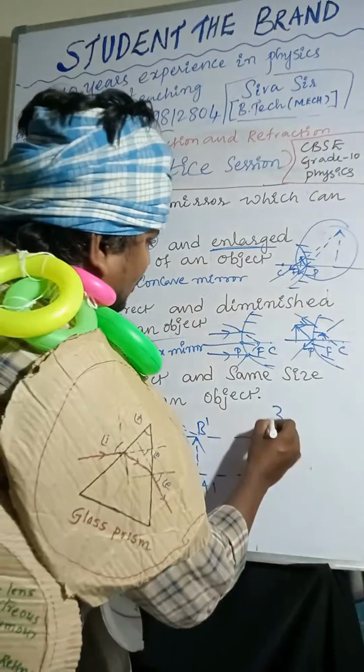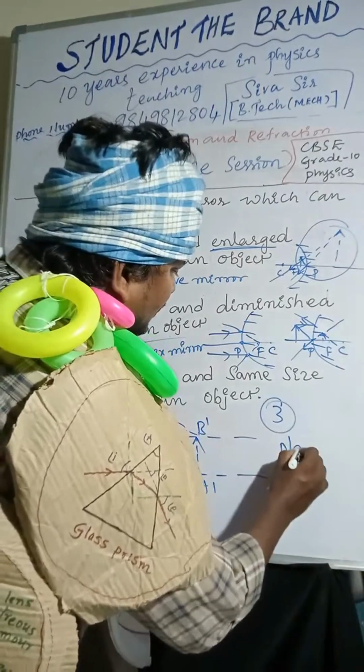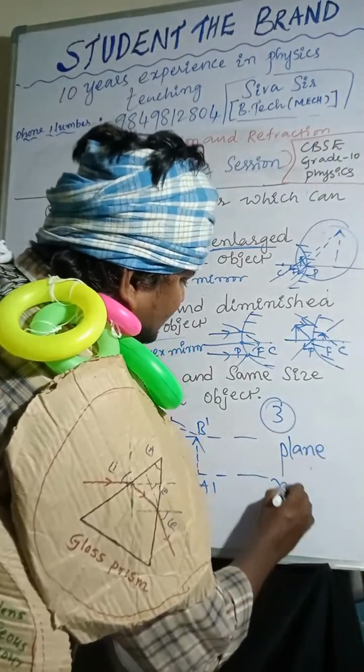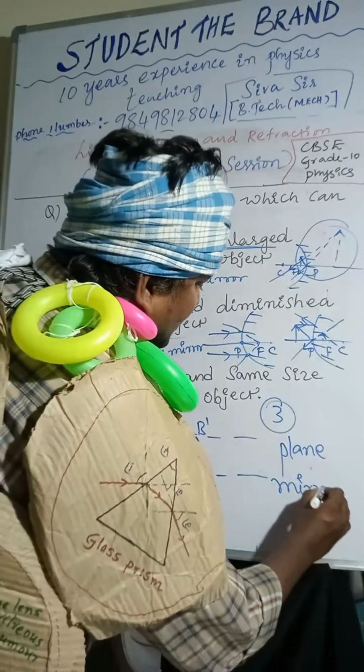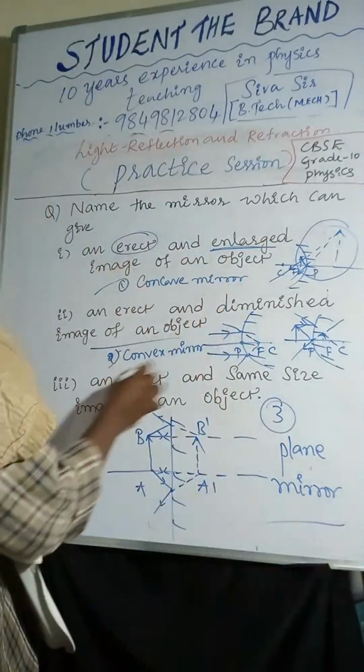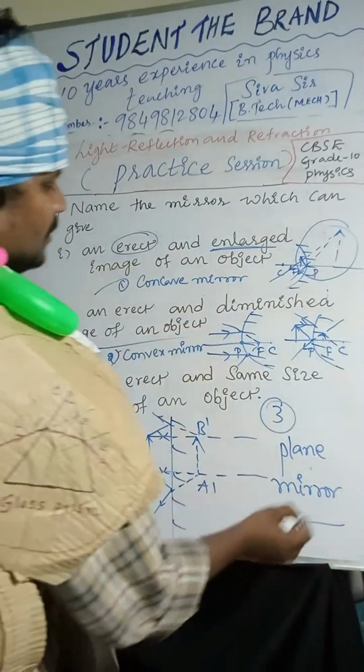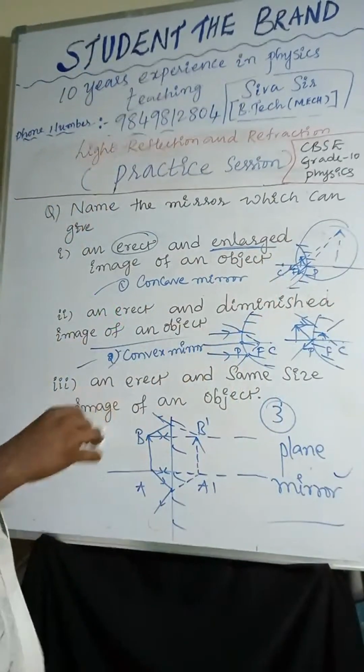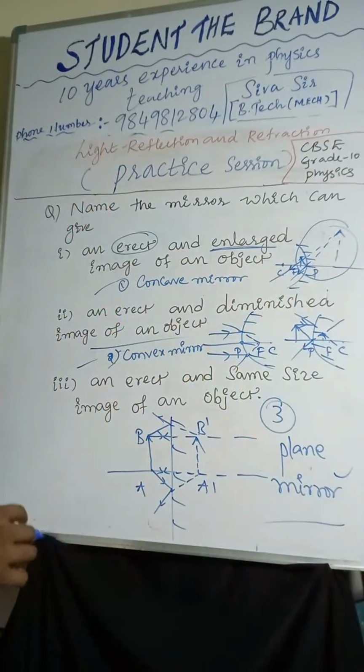So the third one is the plane mirror. You can observe here: the first one is the concave mirror, the second one is the convex mirror, and the third one is the plane mirror. This is the answer for this question. If you have any doubt, you can ask. Right? So next one.